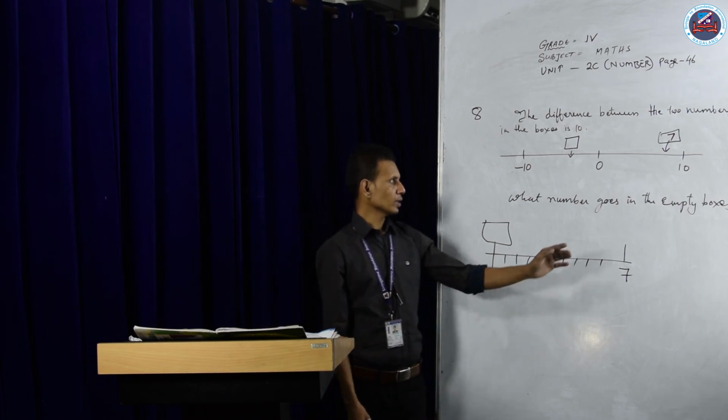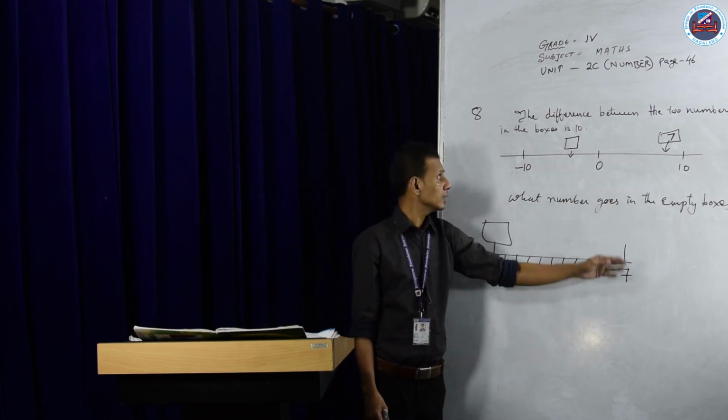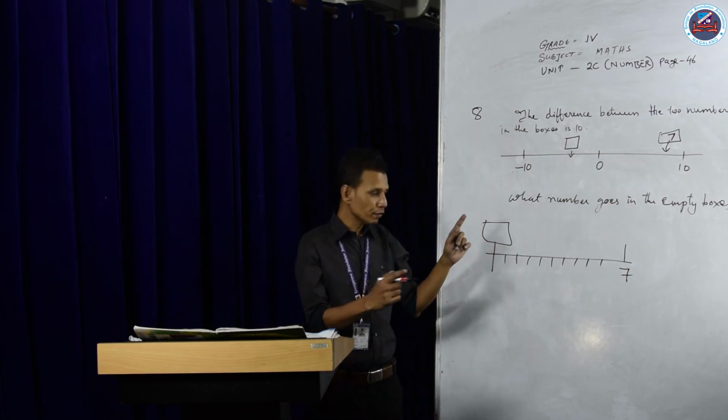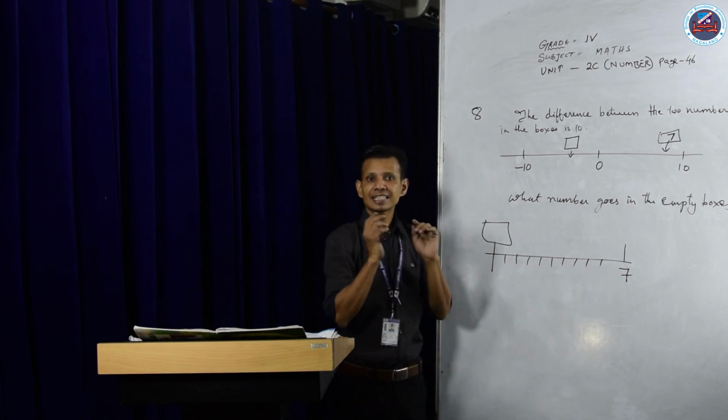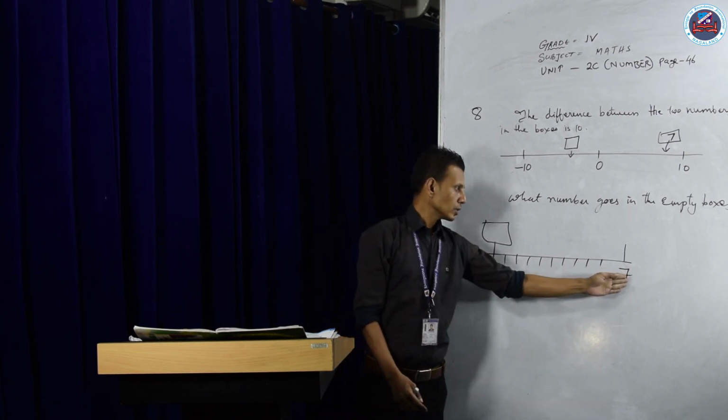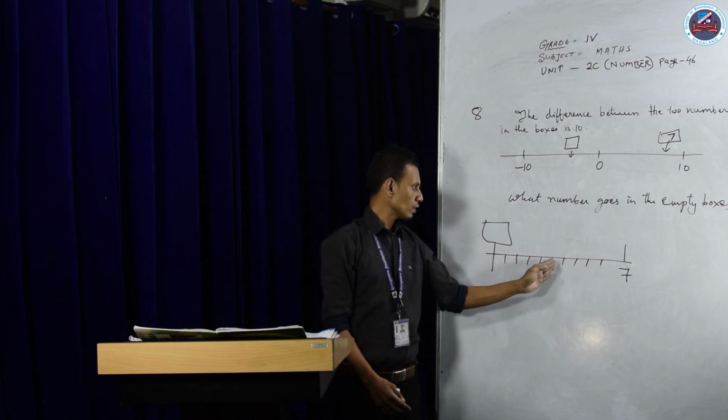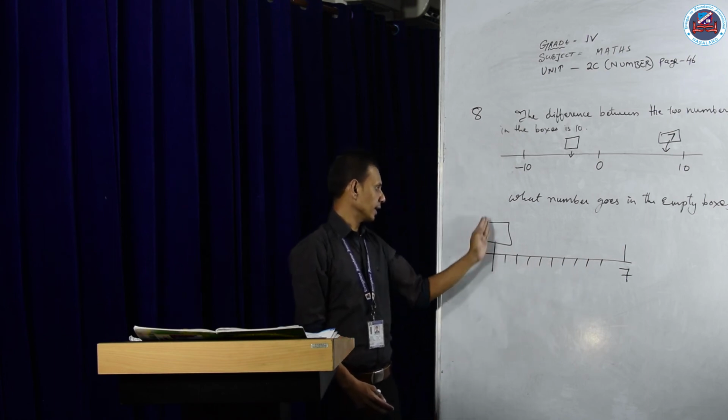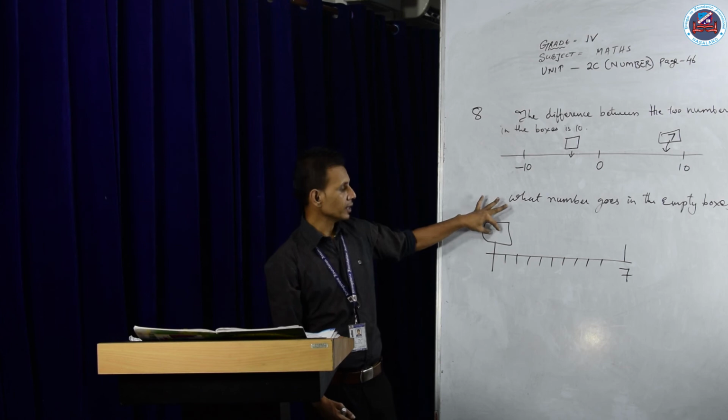One more time. 7. This is the one box. The difference between these two numbers is 10. Do it. 1, 2, 3, 4, 5, 6, 7, 8, 9, 10. This is the answer. Whatever you get here is your answer.